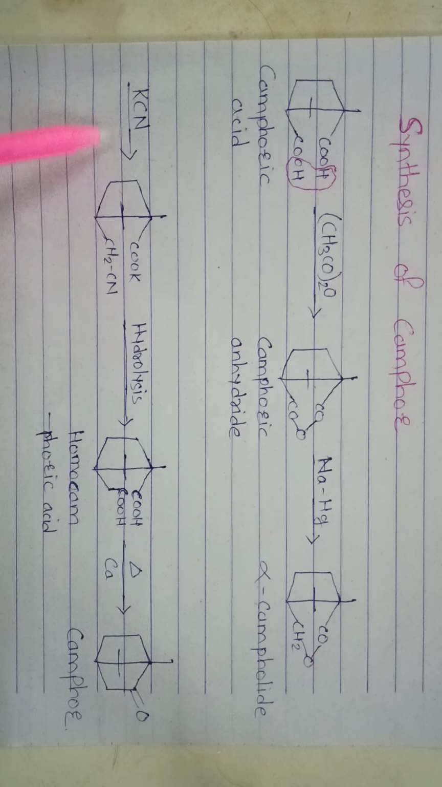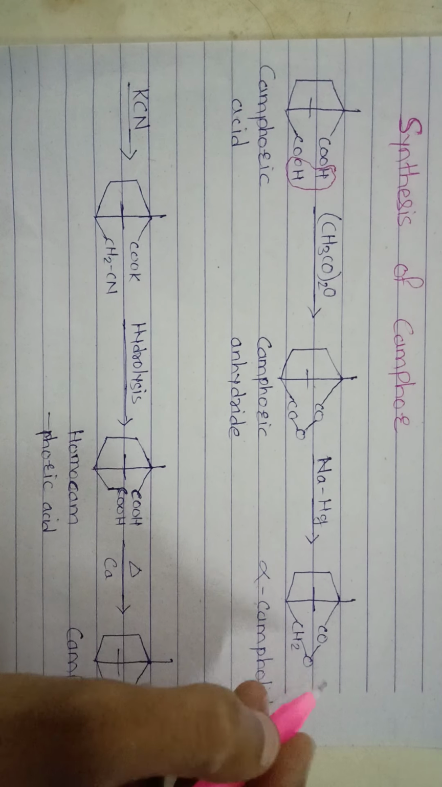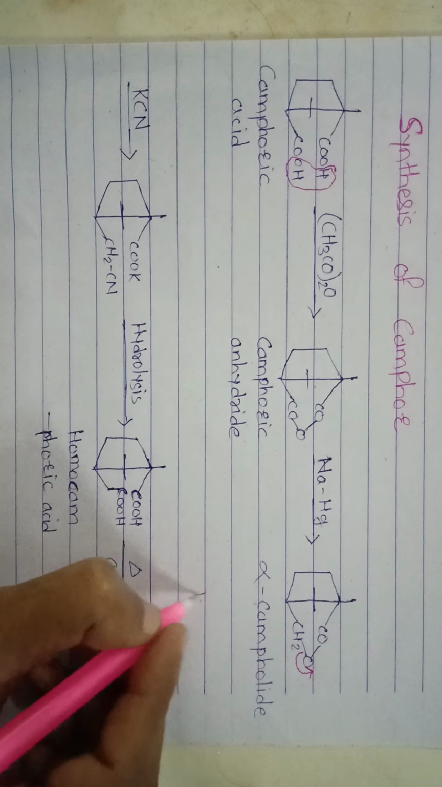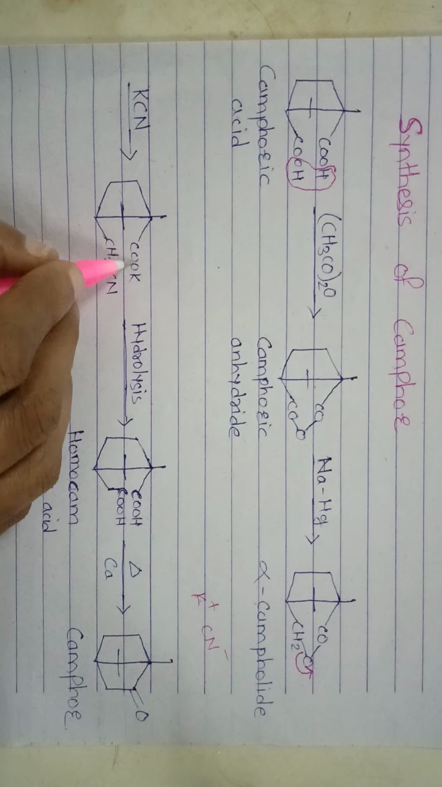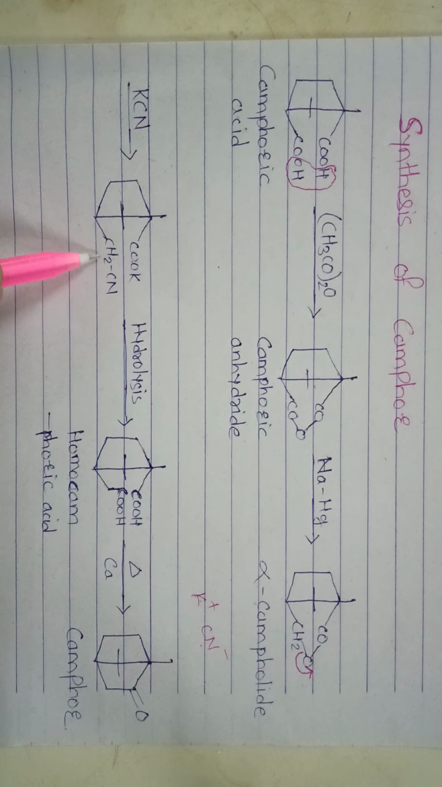Then in the next step, it reacts in the presence of potassium cyanide. When this is removed from oxygen, K positive and CN negative form. Potassium is attached to this ester group and cyanide is attached to the methyl group. Then in the hydrolysis step, it gives homocamphoric acid. This COOK and CH2CN group is converted into the acidic group.